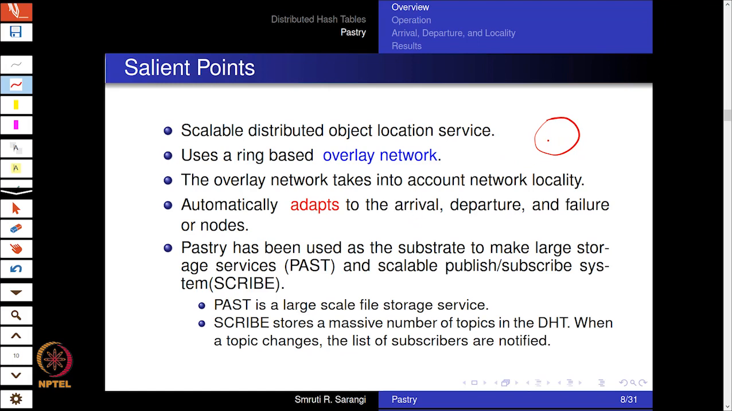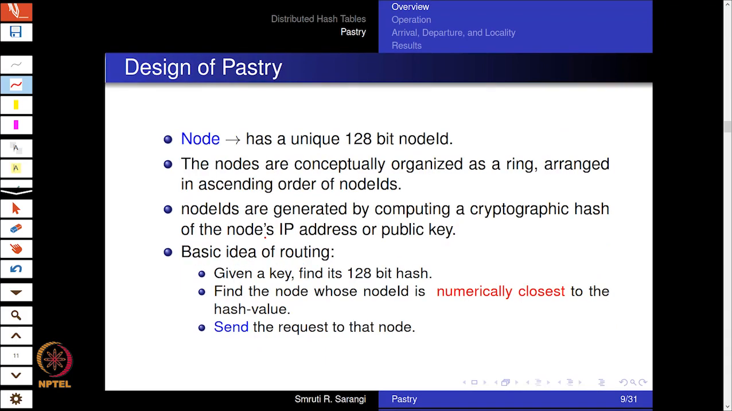Furthermore, this is a very flexible ring, in the sense it can shrink, it can grow. If we want to add new servers, the size of the ring will grow, it can become much bigger, right? And so basically it's rather flexible in that sense. It adapts to the arrival, departure, and failure of nodes. Pastry has been used by some popular storage services like Past and Scribe. So Past is a large-scale file storage device, and Scribe is where we publish and subscribe to topics. But as I said, it was one of the earliest DHTs, and it has, in a very positive way, influenced the development of DHTs quite a bit. So let us now, without further ado, discuss the design of Pastry.